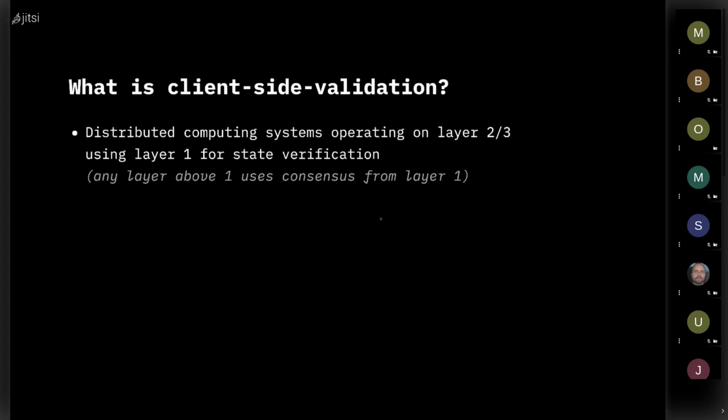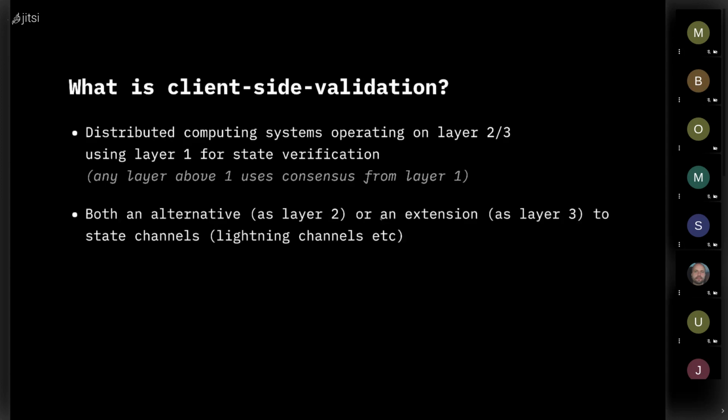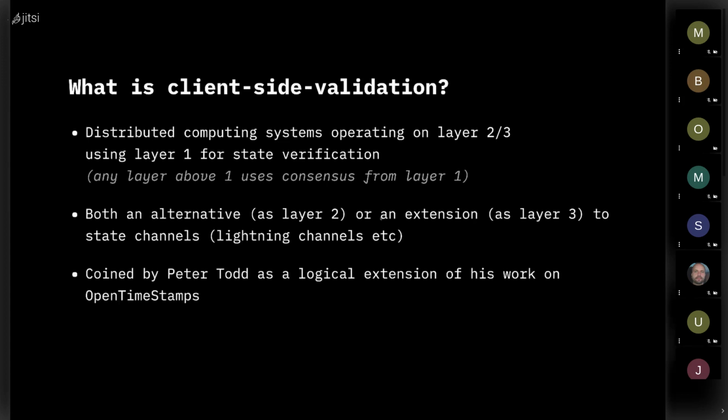Client-side validation is distributed computing operating on layer 2 or 3, but still using layer 1 for state verification. This is true for any layer 2 or 3 applications, because all of them rely on the consensus properties of layer 1. Client-side validation is both an alternative as layer 2, or an extension if it is operating as layer 3, to state channels like Lightning channels and other forms of state channels. So it's another vertical of how you can compose more functionality, programmability, and scalability on top of blockchain.